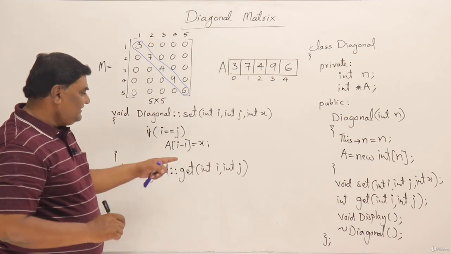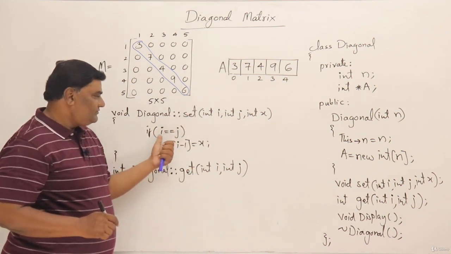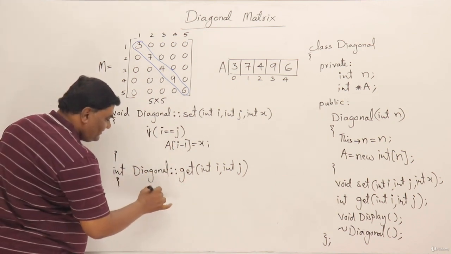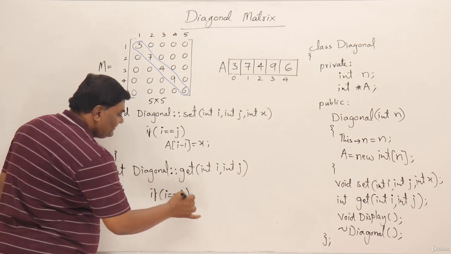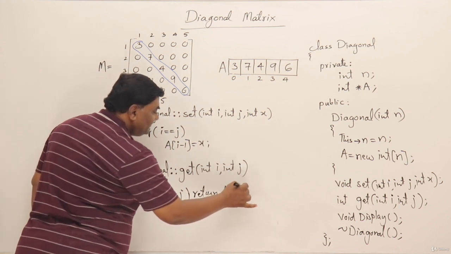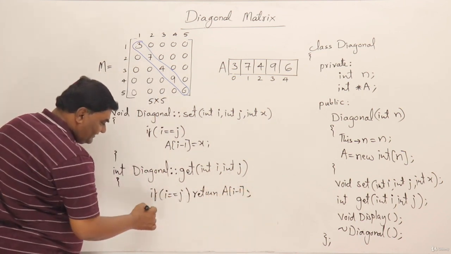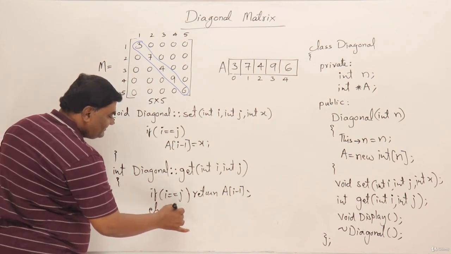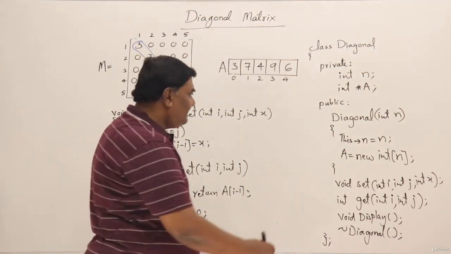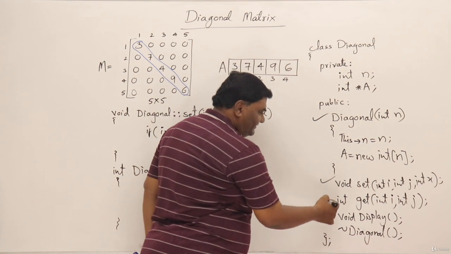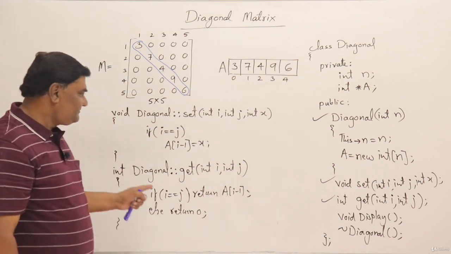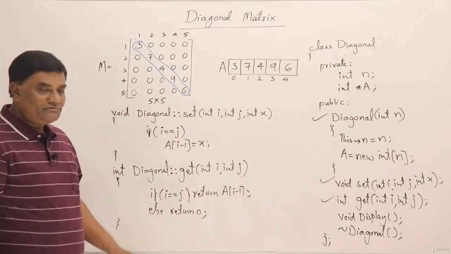Now here again, I can get the data from there only if i is equal to j, just like in set. Same thing we have to do. If i is equal to j, then in the same line I am writing return A of i minus 1. And one more thing, if they are not equal, then definitely the element is 0, so return 0. So these are the set and get methods. So I have the constructor, set method and get method completed. Now I will write down these two functions. There is no space, so I will remove this and write down those two functions.